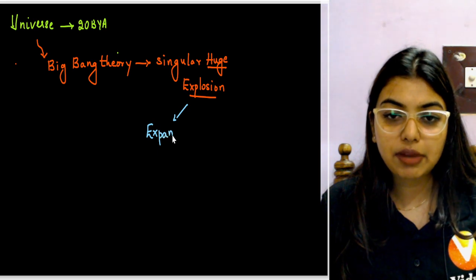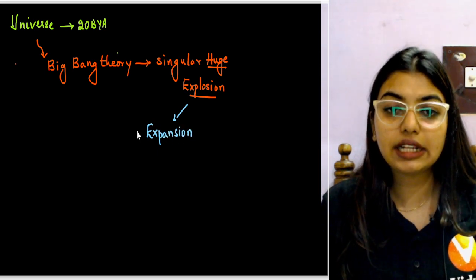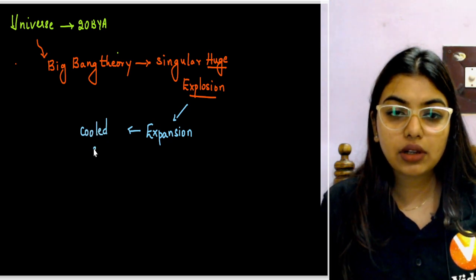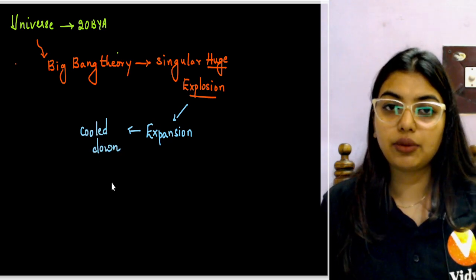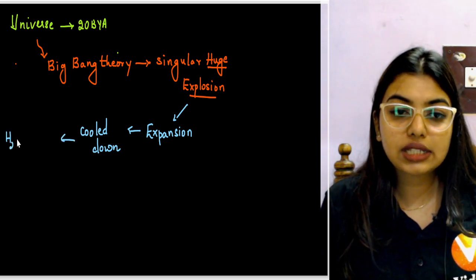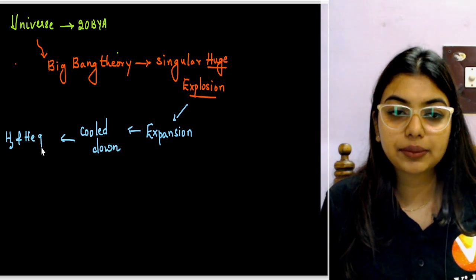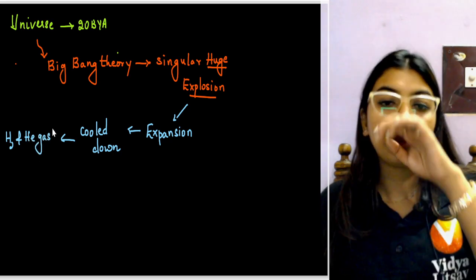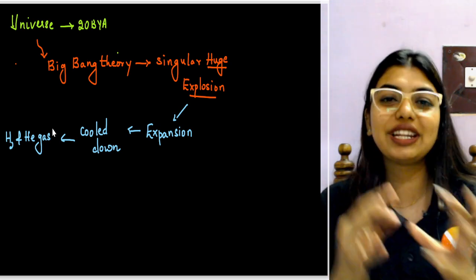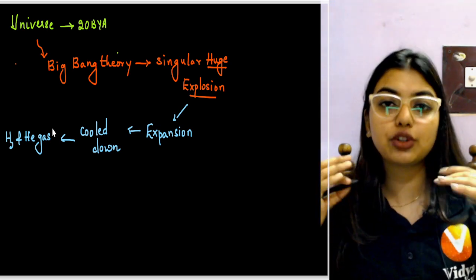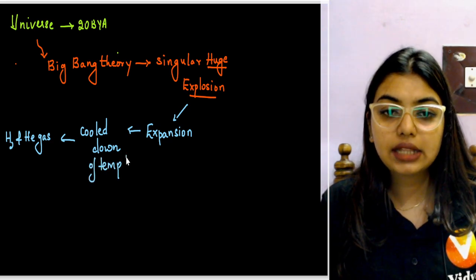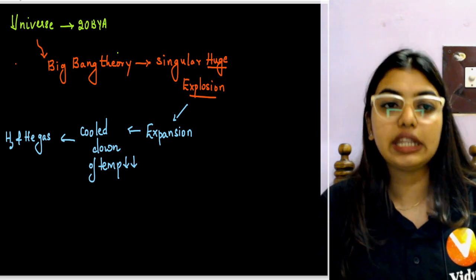Led to expansion. And you know, when something gets expanded, it gets cooled down as well, no? So that expansion led to cooling down. This cooling down led to the formation of H2, that is hydrogen, and helium gases. Understood? Big Bang theory: a singular huge explosion happened. That explosion led to expansion, and that expansion led to cooling down of the temperature, and that led to the formation of hydrogen and helium gas.